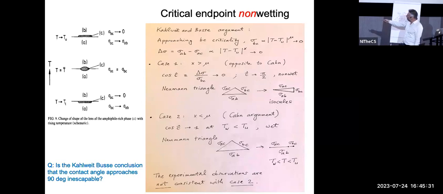Question. Is the Carl-White-Busse conclusion that the contact angle approaches 90 degrees inescapable? What do you think? Under this assumption, it will approach 90 degrees. Under this assumption, it will go to zero or pi, depending on the labeling. Is it inescapable that the contact angle approaches 90 degrees, given that the experiment is not consistent with the Kahn argument? You tell me. I see you smile. Yeah, go ahead.